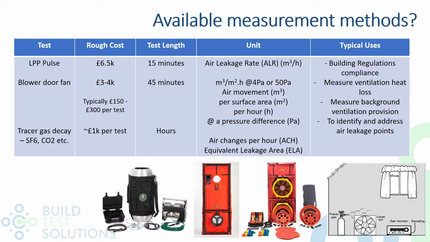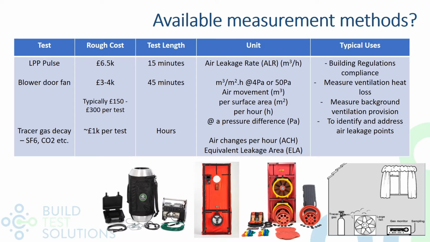So just providing an overview of the available methods then, we've got the low pressure pulse technique, which is obviously the subject of this presentation. We've then got the blower door fan that's well known and has been in circulation since the 70s, and then tracer gas decay testing. They all ultimately seek to measure the same thing, an air leakage rate in meters cubed per hour, but the key difference is the reference pressure at which they're making that measurement.